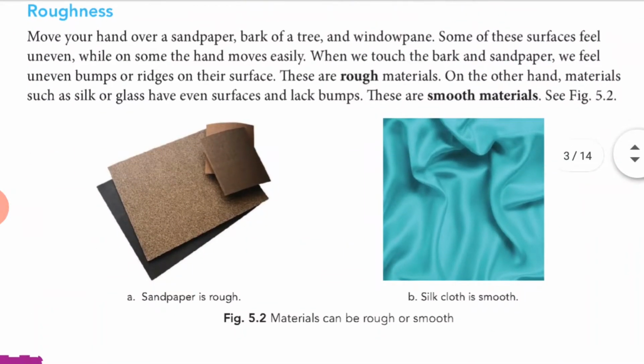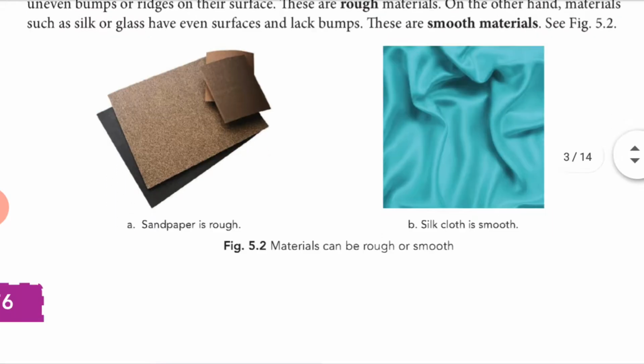Then roughness. When you touch sandpaper, or the road surface, which is very hard, that is called a rough surface. And when you touch woolen cloth or a silky sari, which is very smooth, right, which is very soft also, this is called smooth material.